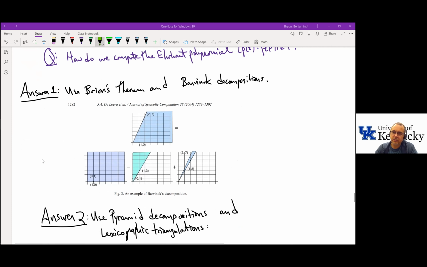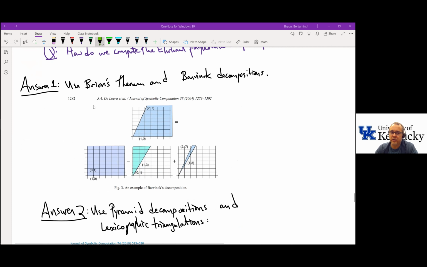And one answer to computing volume algorithmically is to use Brion's theorem and what are called Barvinok decompositions. This was really a major avenue used by the people who developed LattE and the people who developed software called Barvinok. The idea of Barvinok decompositions is that if you want to understand a particular cone, like this cone on top in blue, then you write this cone as a signed sum of other cones.